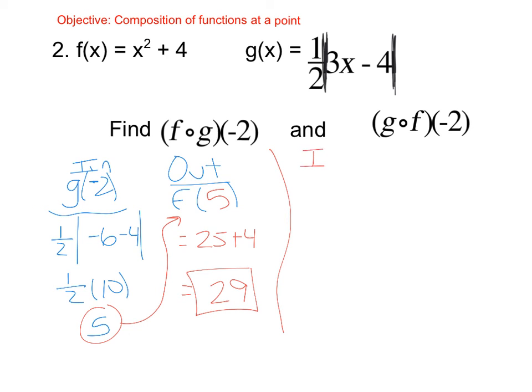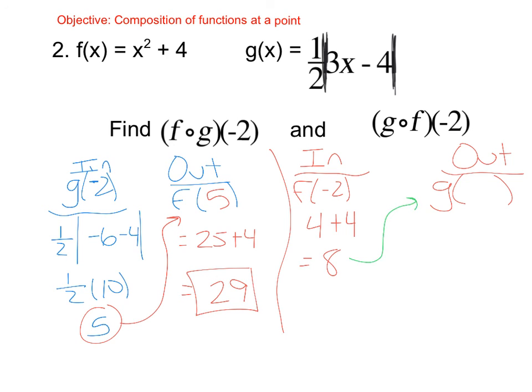Okay, so in here, in, out. So my in is F this time. My out is G. So for F of -2, I get 4 plus 4, which is 8. That 8 then gets plugged into G. G of 8, that's 1/2 times the absolute value of 24 minus 4. So 1/2 times 20 is 10. And that's my final answer.